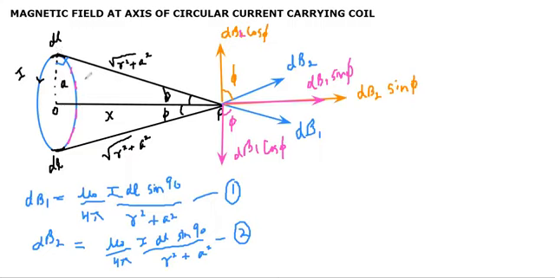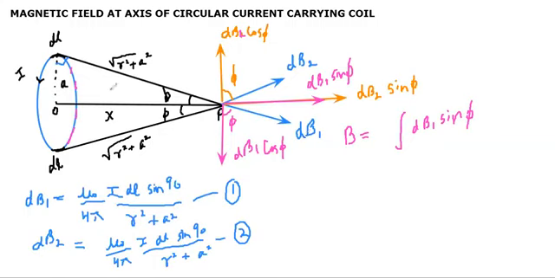So the component that is contributing to the magnetic field at the axis is dB sin phi. See, dB1 sin phi, dB2 sin phi, there would be many length elements like that. So for finding the total magnetic field, we can integrate any one component, either dB1 sin phi or dB2 sin phi, over this whole ring. What I want to say is, if I want to find the net magnetic field at the axis, I have to integrate only one of the components, dB1 sin phi or dB2 sin phi, over the whole ring.